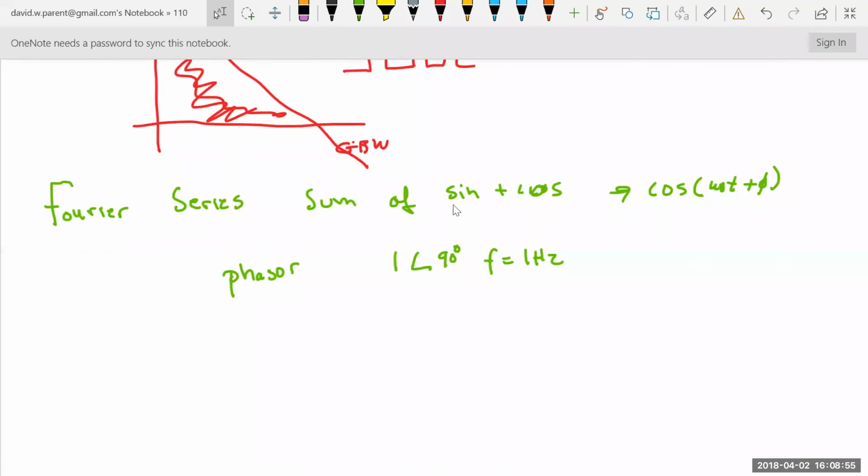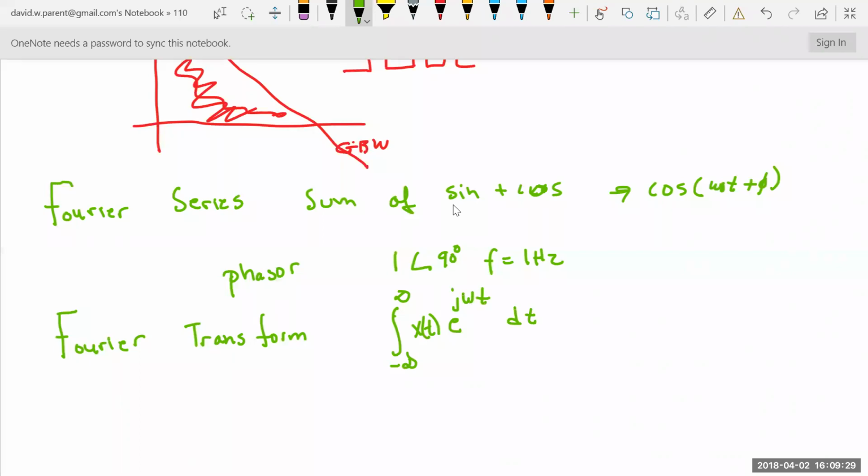Now, I even noticed I had made a mistake. I think I corrected it, where sometimes I'll confuse Fourier series and Fourier transform. All right. Now, really, the Fourier transform is just this. Okay.